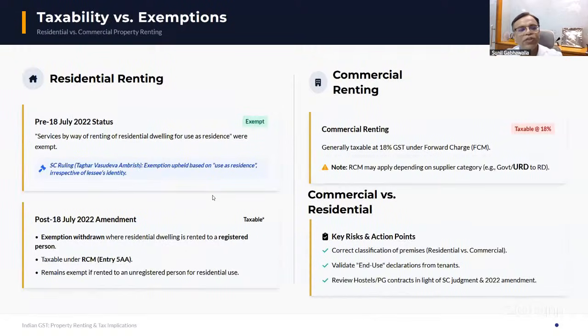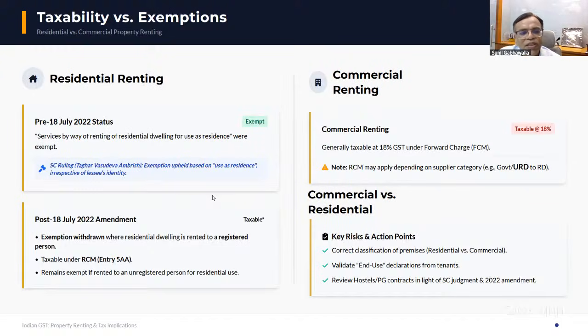That takes me to the first and fundamental discussion, which is the split between commercial renting and residential renting. As we are all aware, residential renting has always been intended to be outside the purview of indirect taxes. Earlier, service tax also was very specific that there was a tax only in case of commercial renting. The same concept has been continued into GST, and therefore, when GST was introduced, we were told that through an exemption entry, services by way of renting of residential dwelling for use as residence were exempted. And therefore, essentially, commercial rents were liable for GST, with the credits being available on that account.